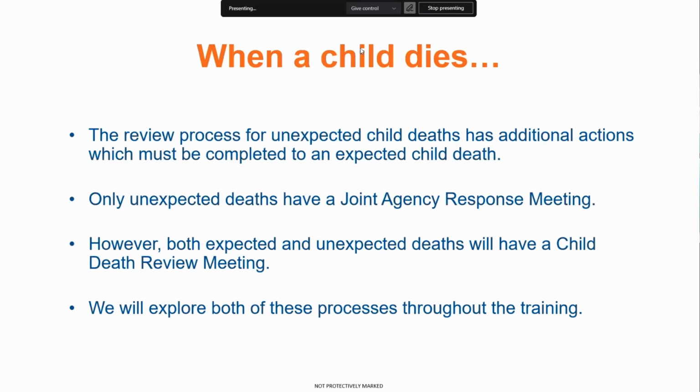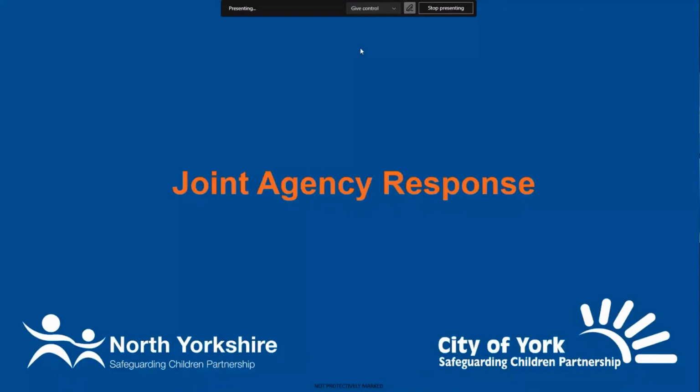The review process of an unexpected death has additional actions which must be completed compared to an expected child death. Only unexpected deaths have a joint agency response meeting, or you might hear us refer to that as a JARM, or a JAR. However, both an expected and an unexpected death will then follow the same path and have a child death review meeting, and we will explore both of these processes throughout the rest of this training. So I'll now hand over to Sally, who will talk to you about the joint agency response.